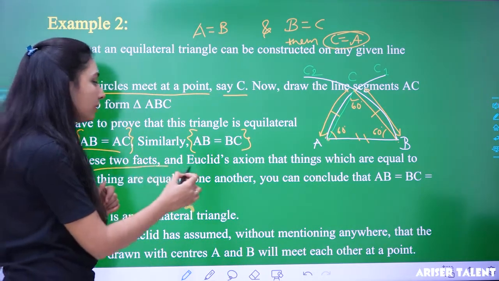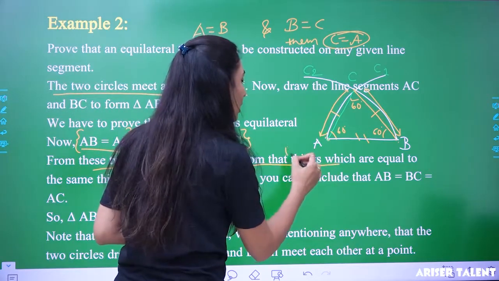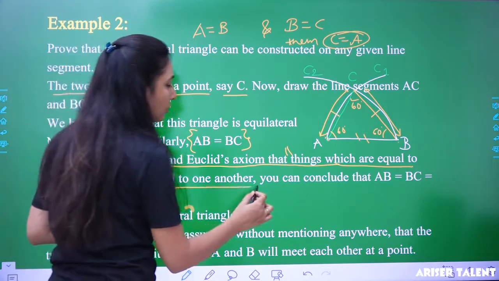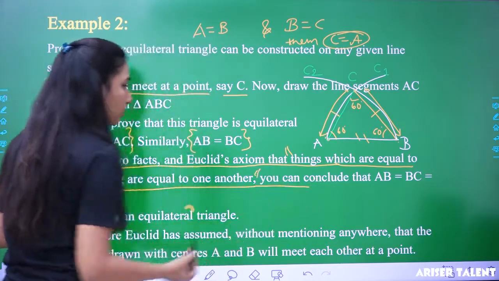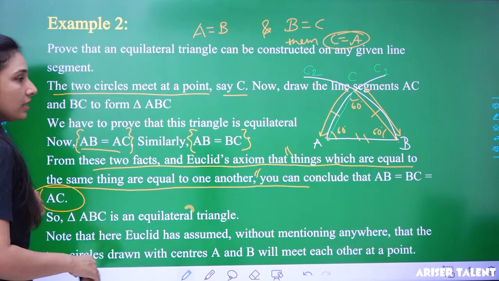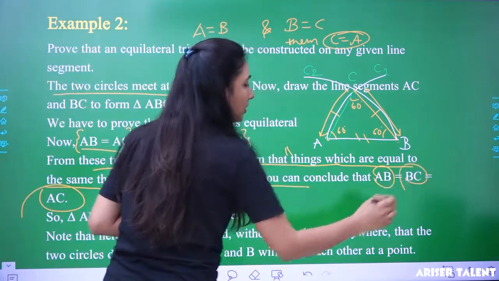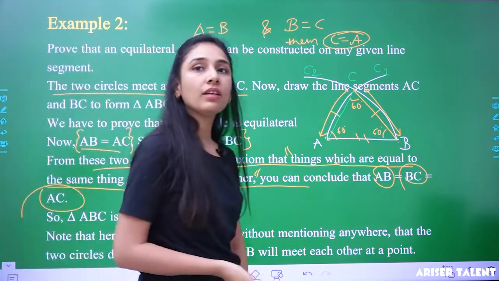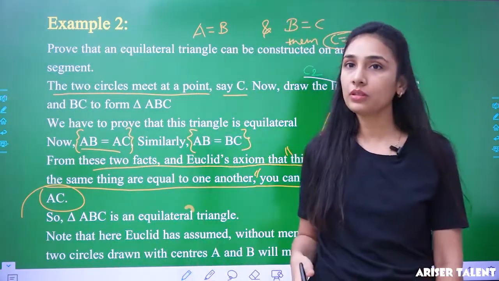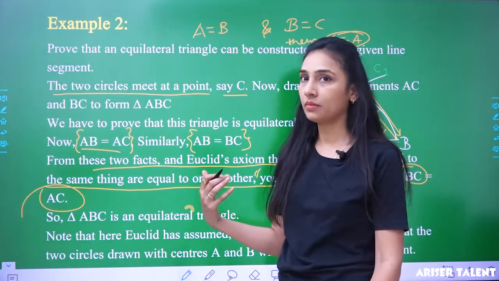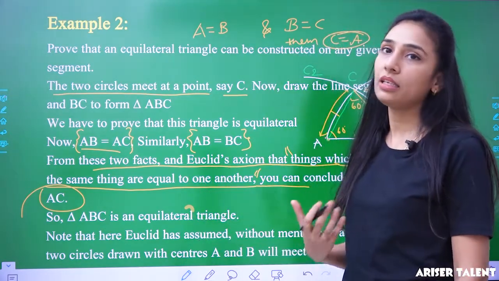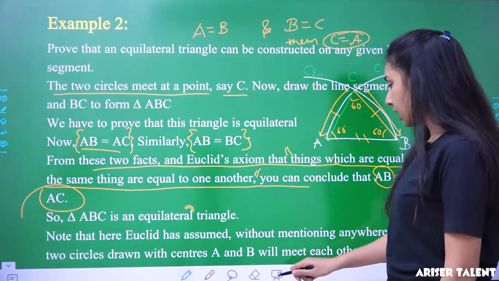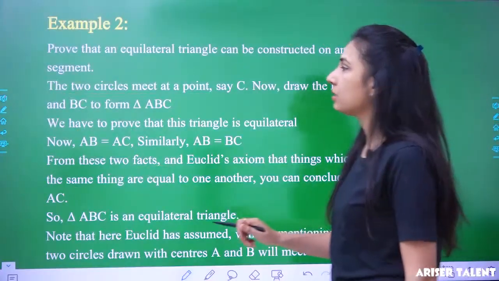From these two facts, and Euclid's axiom that things which are equal to the same thing are equal to one another, we can conclude that AB equals AC equals BC. So triangle ABC here will be an equilateral triangle, and with the same procedure, with any given line segment we can make an equilateral triangle. Understood this thing, right?